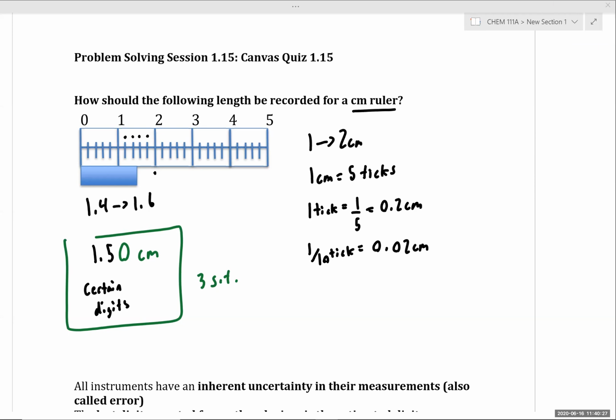Hey, Professor, I have a quick question. Yes. How do we know whether our estimated digit would be in the hundredths place and not just the tenths? Because you can generally use the rule that the estimated digit can be reported up to 1/10 of a tick. So since 1/10 of a tick is in our hundredths place, our estimated digit is in the hundredths place. Okay, cool. Awesome, thank you. Yep.